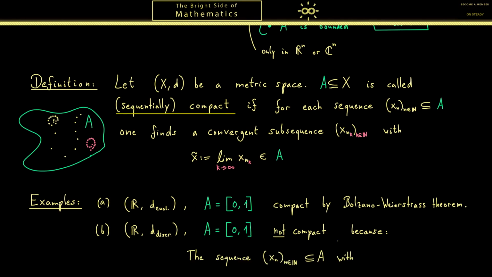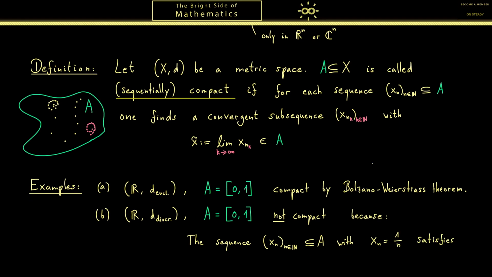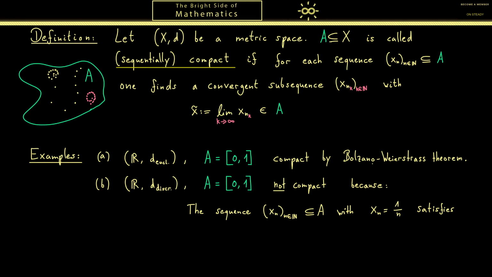Okay, so let's choose the sequence x_n by setting x_n as 1 over n. It's a sequence inside the unit interval, but it's not constant.